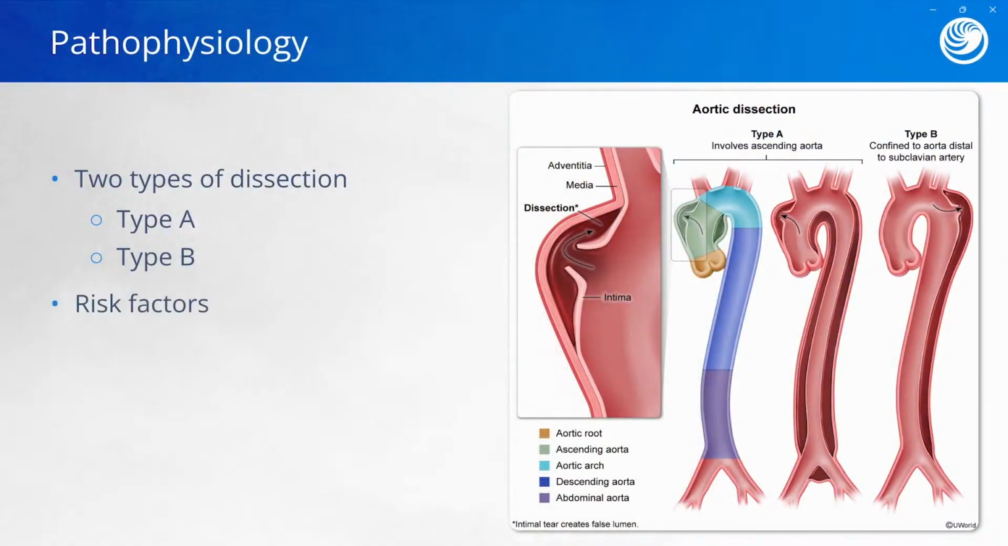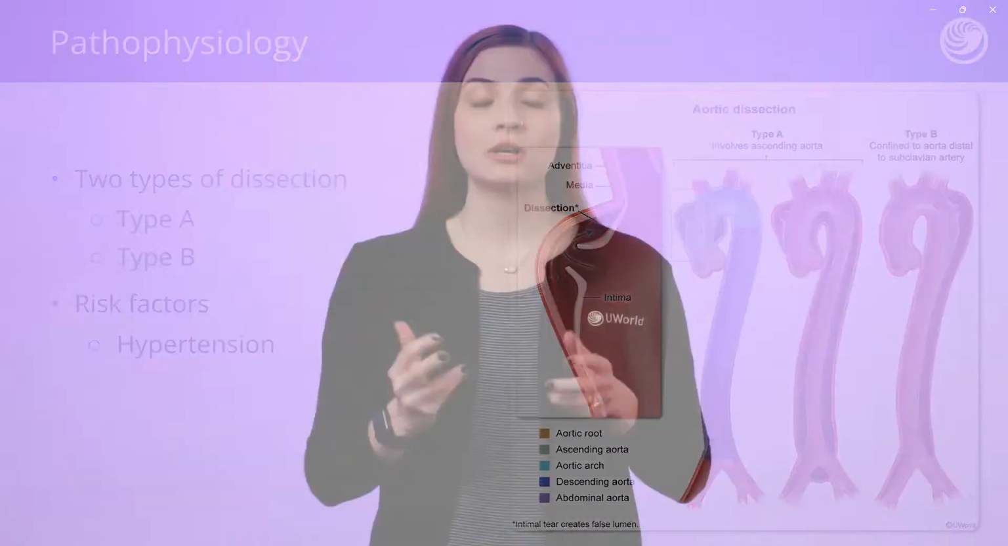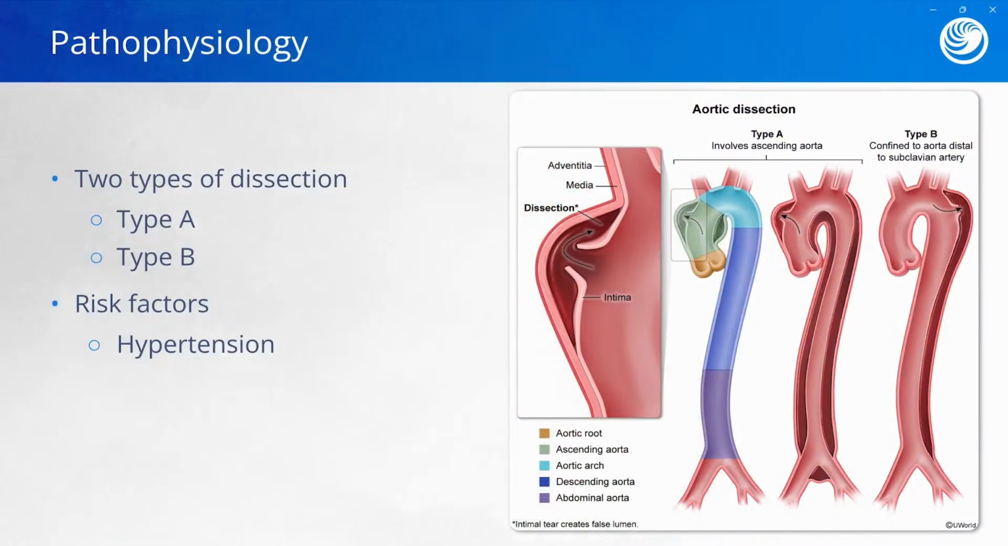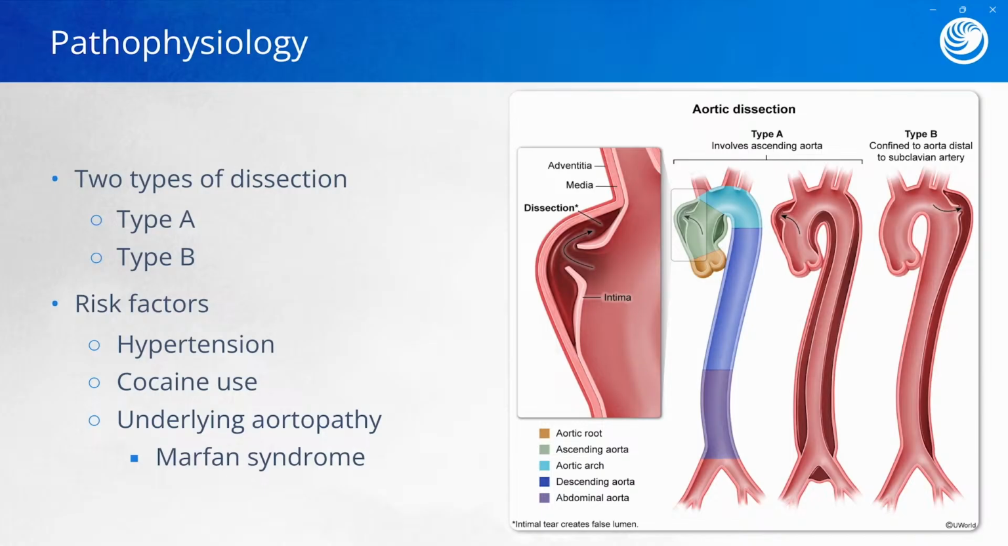One of the biggest risk factors for aortic dissection is hypertension. It is especially common in clients who have been taking medication for blood pressure control and suddenly stop taking it for whatever reason. The blood pressure shoots up quickly and the dissection forms. Additionally, recreational drugs such as cocaine can cause a sudden and drastic increase in blood pressure that can lead to increased pressure on the aorta and cause a dissection. Finally, underlying aortopathy, such as in Marfan syndrome, causes the aorta to be at greater risk for tears or dissection.